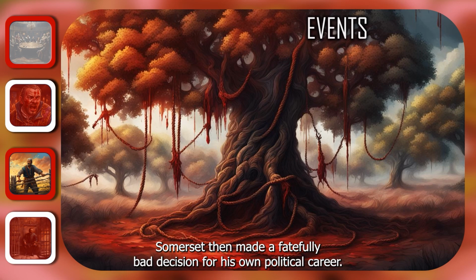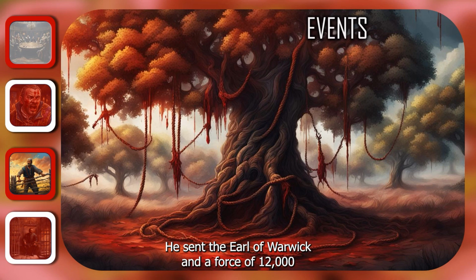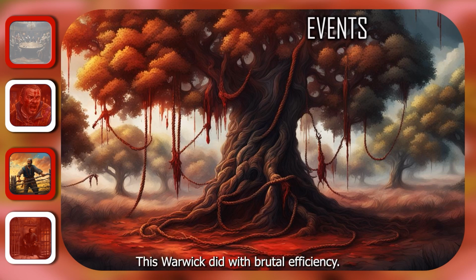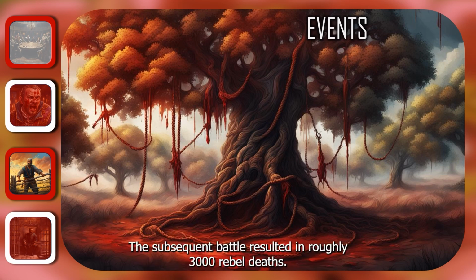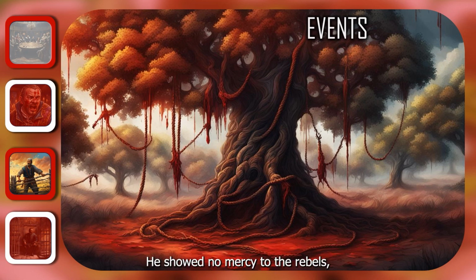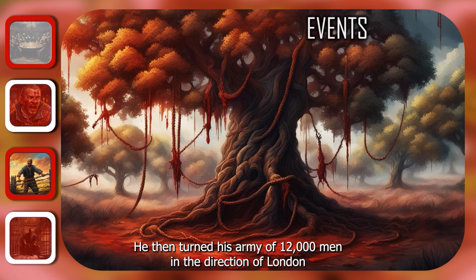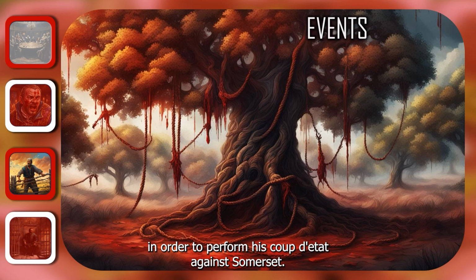Somerset then made a fatefully bad decision for his own political career. He sent the Earl of Warwick and a force of 12,000 English soldiers to East Anglia to crush the rebellion. This, Warwick did with brutal efficiency. The subsequent battle resulted in roughly 3,000 rebel deaths. He showed no mercy to the rebels, hanging 5,000 in total, including Kett. He then turned his army of 12,000 men in the direction of London in order to perform his coup d'état against Somerset.